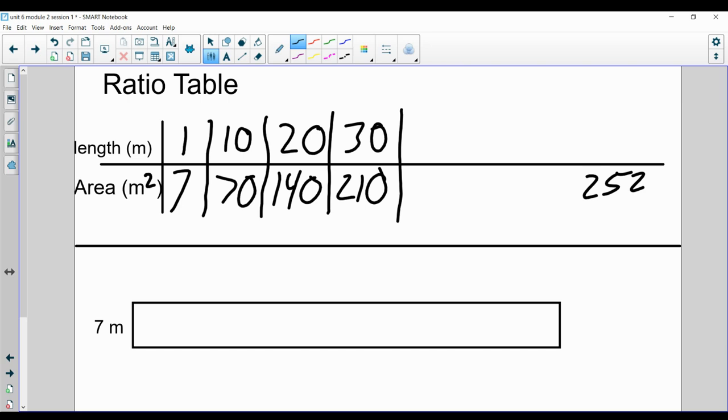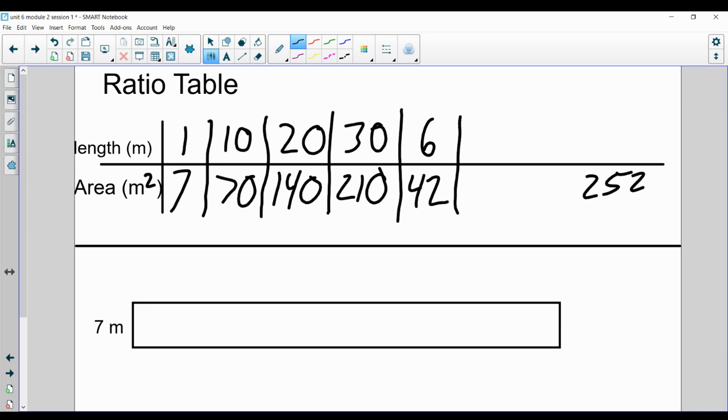And so right now I want to be asking myself, how much more do I need to get up to 252? Since I have 210, I need 42 more to get up to 252. Now, if we are using our multiplication facts, we could figure out that there's a connection between 7 and 42. And so that number is actually 6. 6 times 7 is 42.